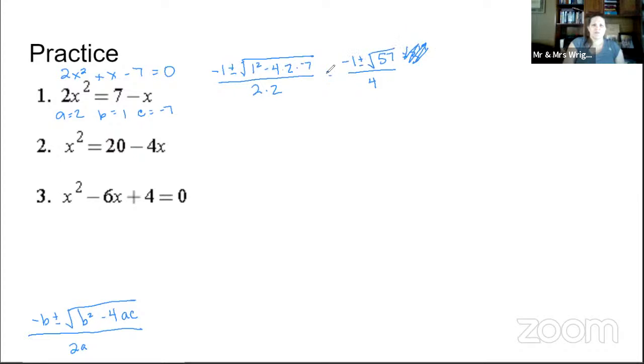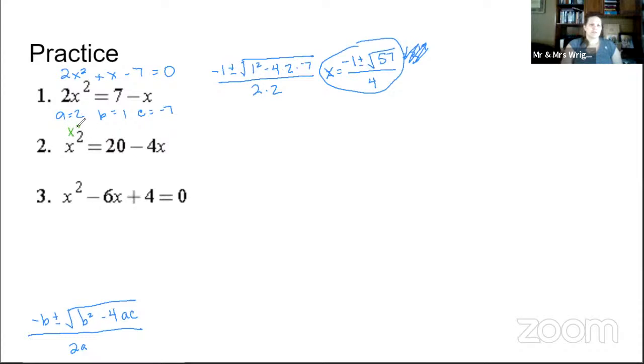X equals, and that's our final answer. You would have two answers. X equals negative 1 plus square root 57 over 4, and X equals negative 1 minus square root 57 over 4. All right, so let's look at this one.